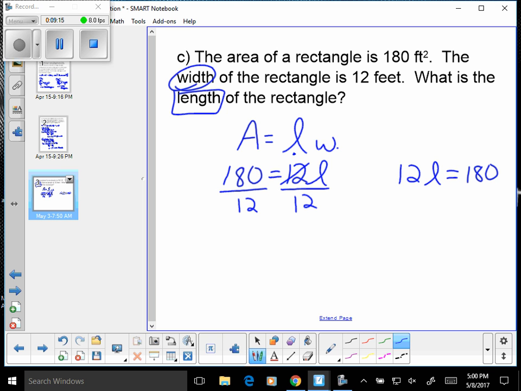Now, this 12 divided by 12 is 1. That's going to leave me with the L. And at this point, I shift it over to my left side. I take 180, divide by 12, and I find that my answer is 15. Now, I want the length. So that is in one dimension, so my label is going to be foot.